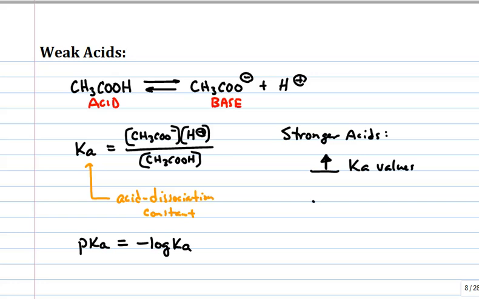So in this case, stronger acids have lower, smaller pKa values. So you can determine if one acid is stronger than another by looking at their pKa values. And typically I'm going to ask you to explain why one acid is stronger than another, and then we can use pKa to tell which one is stronger than the other.